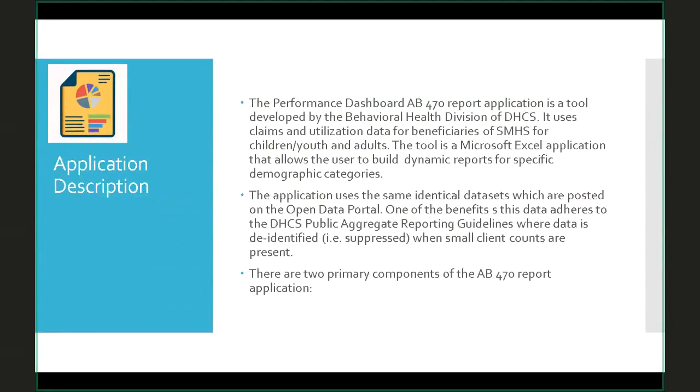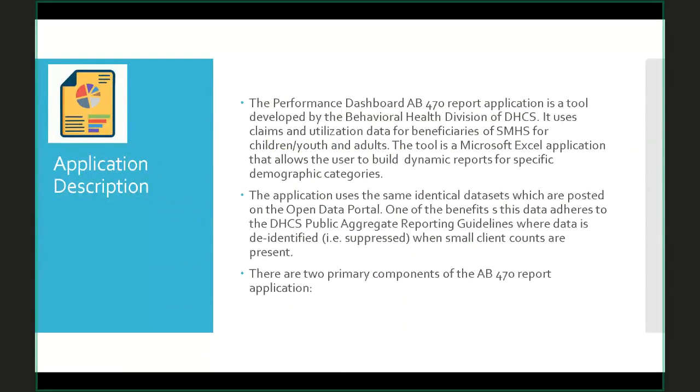Another benefit here at DHCS and other state departments, we have this thing called the Public Aggregate Reporting Guidelines. It's a HIPAA type of thing where we're not allowed to display small numbers of patients, basically less than 11. I'm not sure how they came up with that number, but anything that shows patient counts or eligible counts less than 11, we're mandated to suppress that data, and you'll see some of that when I give the demonstration.